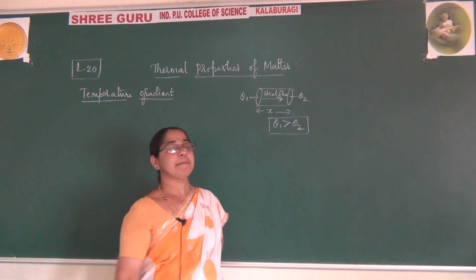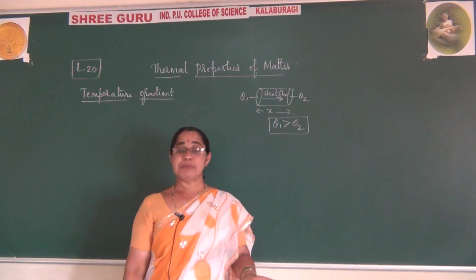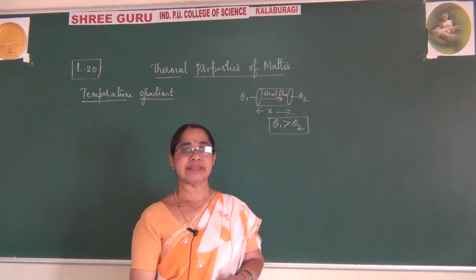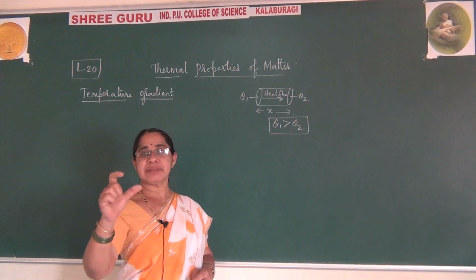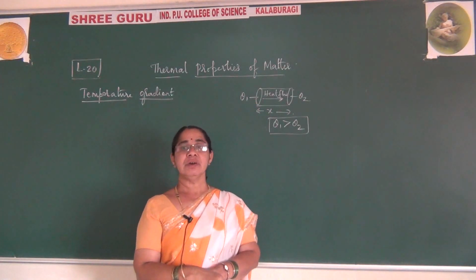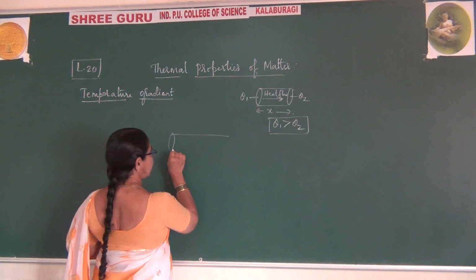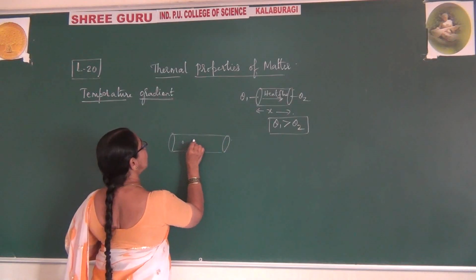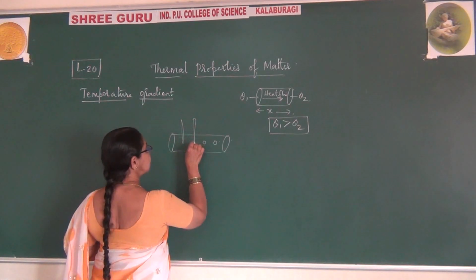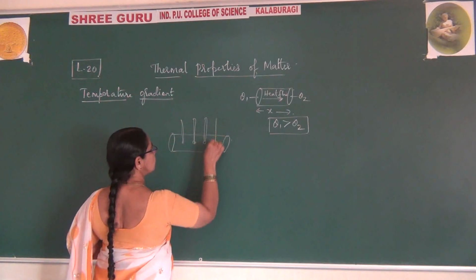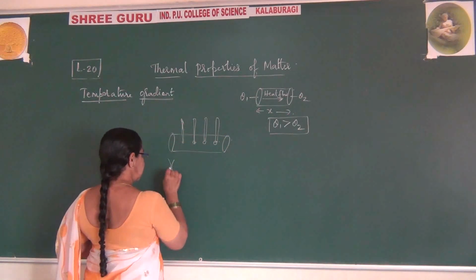As you observe, temperature gradient means, here we have represented the distance. To observe this, let us take different points and place some thermometers. Let me draw this container, this is the one block you can see. Here at different points I am placing the thermometers.